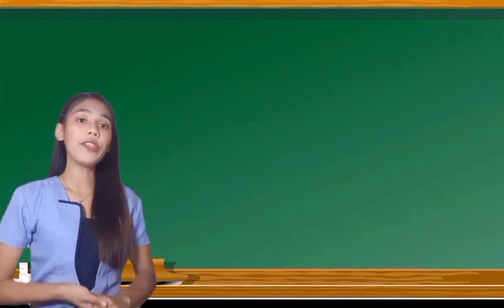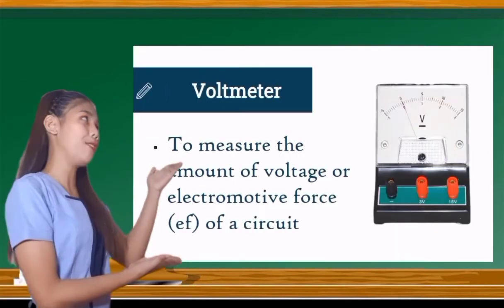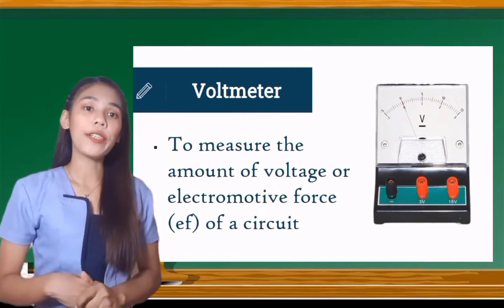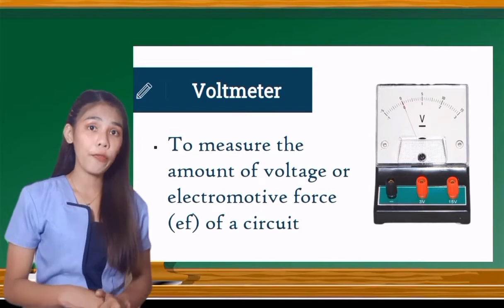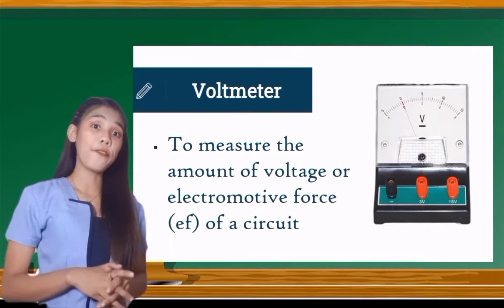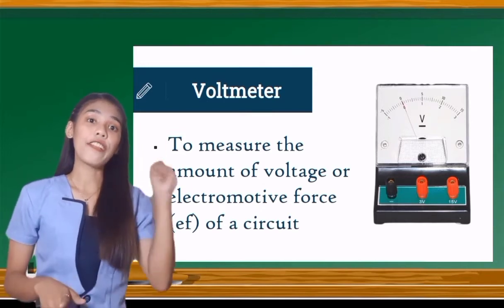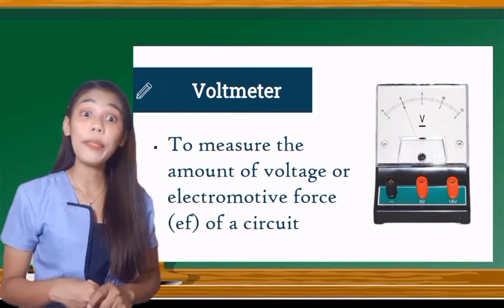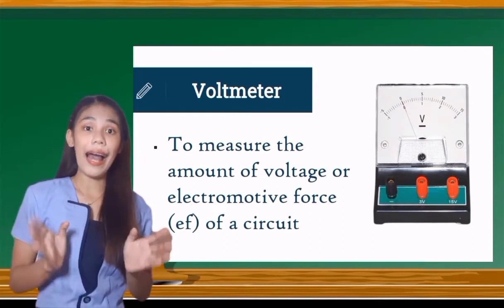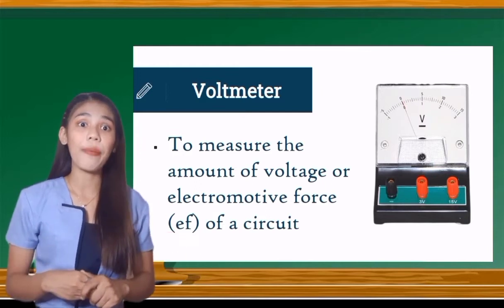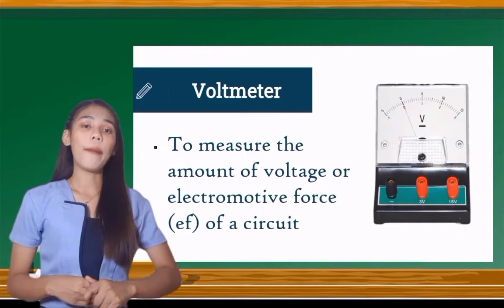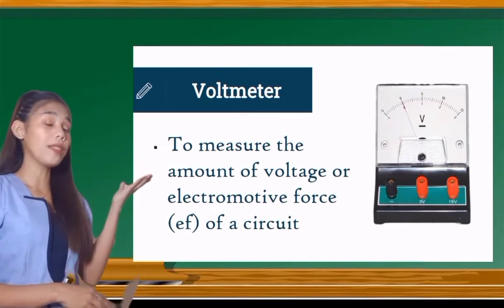The third measuring tool is what we call the voltmeter. The main function or use of the voltmeter is to measure the amount of voltage or the electromotive force of a circuit. Aside from that, it is connected in parallel. It usually has a high resistance so that it takes negligible current from a circuit. Again, that is what we call the voltmeter.